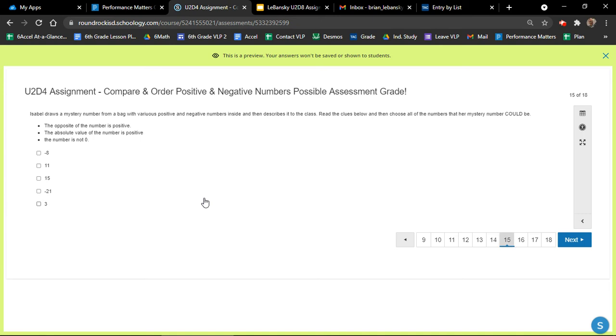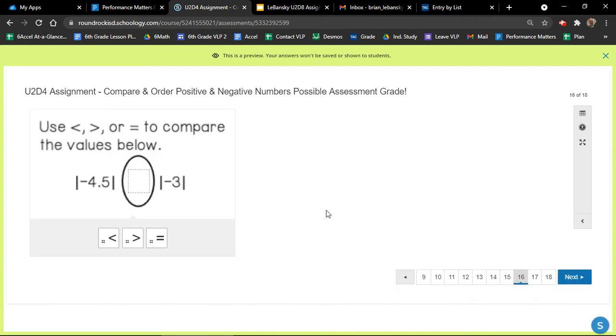Okay, Isabel draws a mystery number from a big bag with positive and negative numbers inside and describes it to the class. Okay, make sure that whatever number you pick fits all these. I know all these definitions, so you have to know what opposite is. You have to know what absolute value is. It tells you that it's not 0 right there. Okay, so you have to take all that into account. This is a logic problem. All of these have to be true for your answer to be true. People have struggled with this.